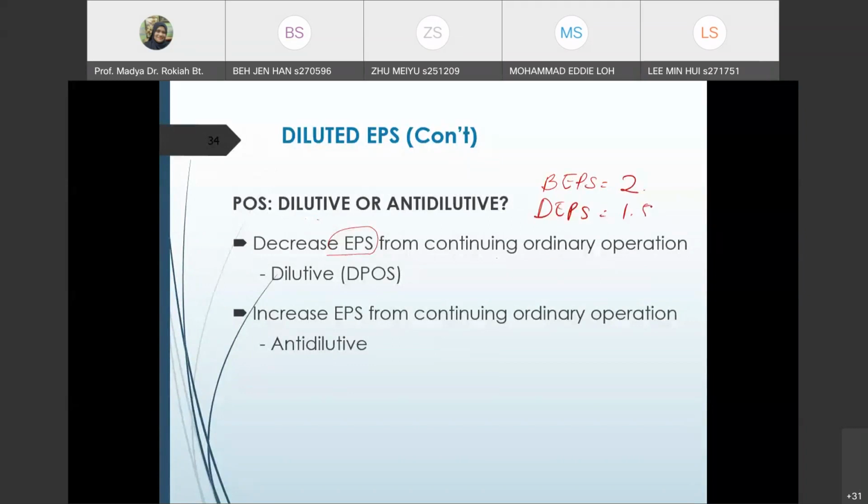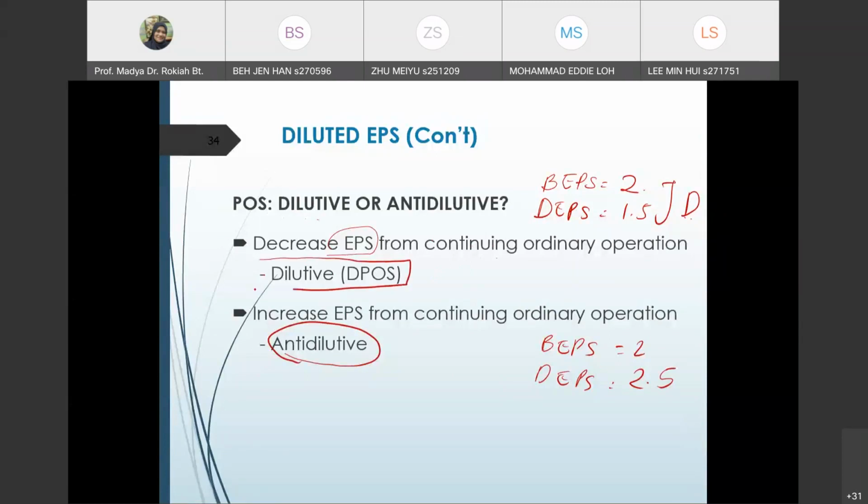Then it's considered as dilutive. Okay, the next one: basic earnings per share is RM2, and diluted earnings per share here is RM2.50, so it's considered anti-dilutive. So for the POS here, to calculate that diluted earnings per share, we only consider the ones that are dilutive. Anti-dilutive, we're going to exclude.